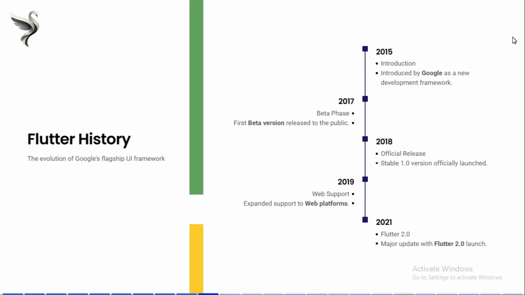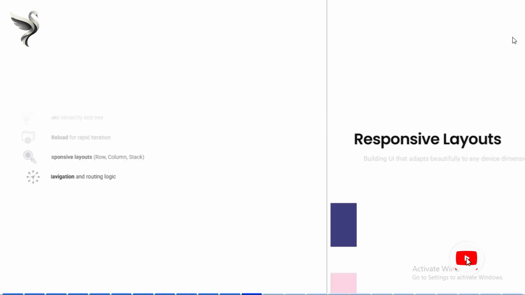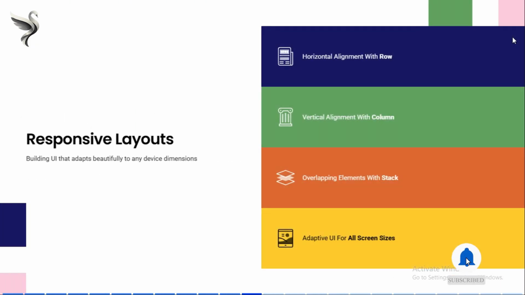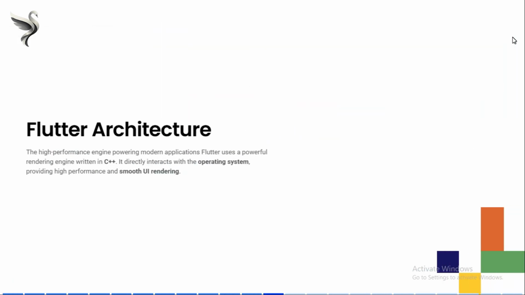Core concepts of Flutter. Flutter includes widget-based UI, hot reload, responsive layouts such as row, column, and stack, and a smooth navigation system. With these concepts, we can build responsive and powerful applications. Flutter architecture. Flutter's rendering engine is built in C++, which integrates directly with the operating system. This direct integration is one of the main reasons for Flutter's high performance.